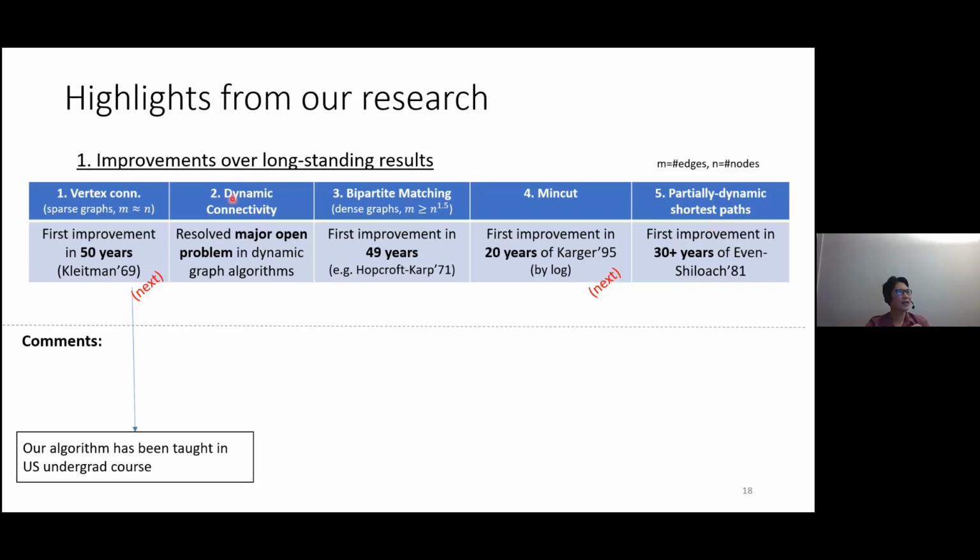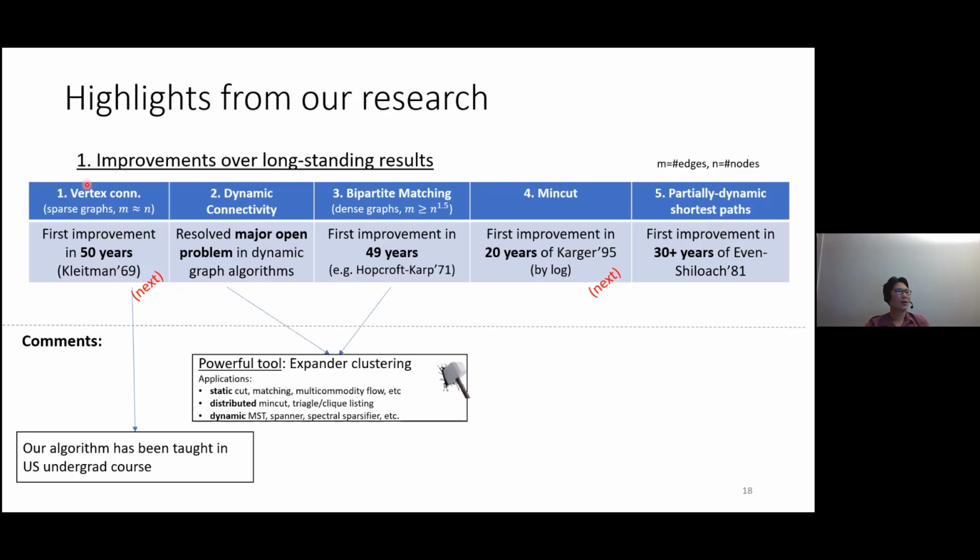So this algorithm is actually pretty simple and it was already taught in an undergrad course in the US already. The first, the second and third results are actually based on some powerful tools about clustering called expander clustering. So if you know what an expander is, this is pretty much a fast way to cluster the graph into expanders. If you think this kind of clustering might be useful in your work, please let me know.